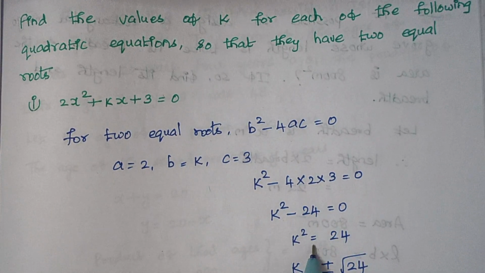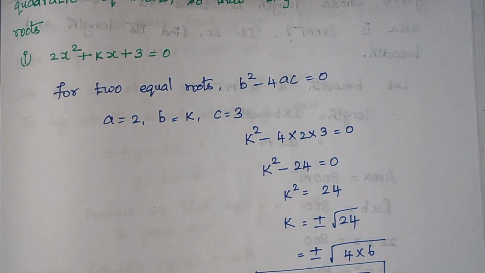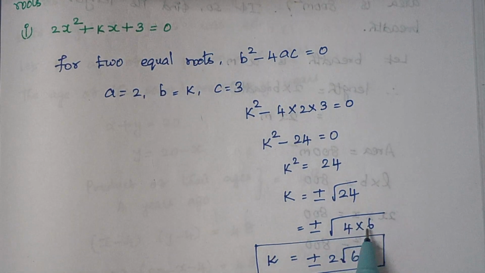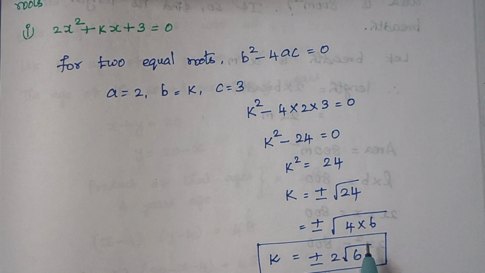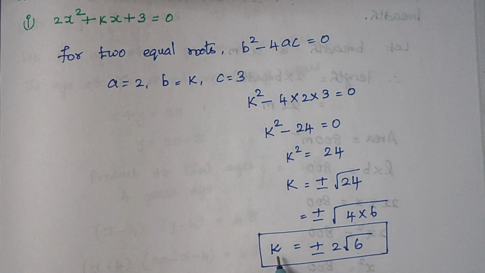Therefore, k square is equal to 24. Therefore, k is plus or minus square root of 24. 24 can be written as 4 into 6. The square root of 4 is 2 and we have the square root of 6 as such. Therefore, the value of k is plus or minus 2 root 6.